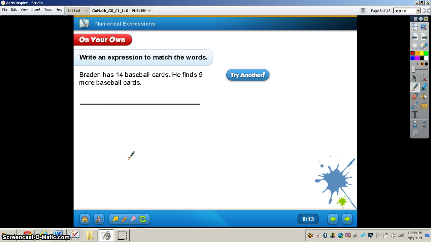Next one, Brandon has 14 baseball cards. He finds 5 more baseball cards. Write this in numerical expression. When you're finished, you can press play, and I will have the answer for you. So pause the video now. So we have 14 plus 5. Why is it addition? 14 baseball cards. He finds 5 more. In other words, there's more cards that he's adding to his baseball cards. So 14 plus 5.